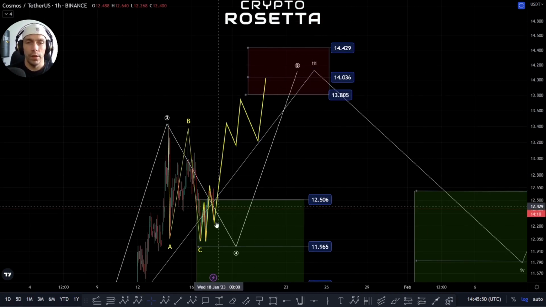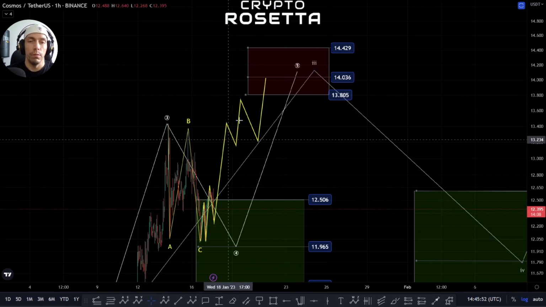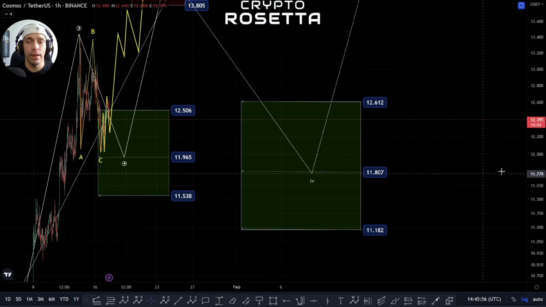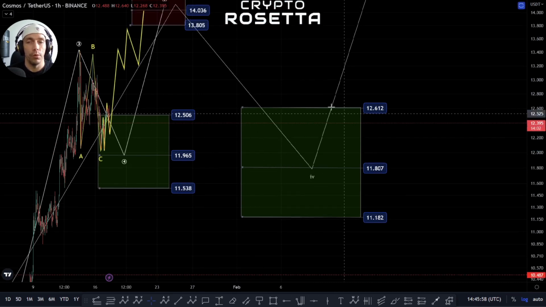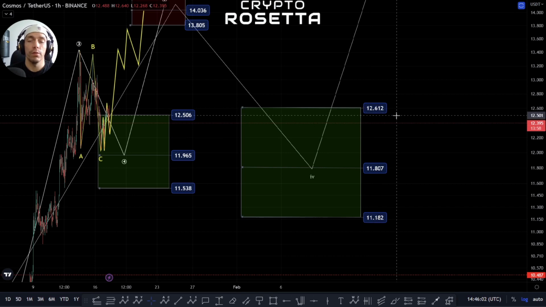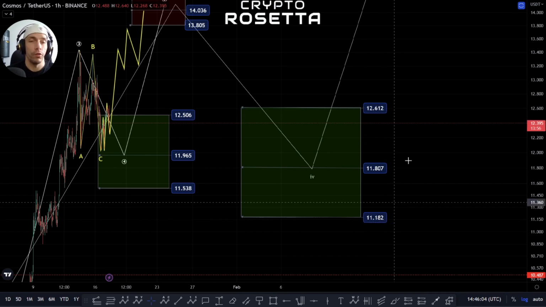So if this does actually play out and we do get this impulsive move to the upside here, what I'd be looking for is first moving into this box, and then secondly seeing whether we retrace and find support again within this one, which is this 12612 to this 11182 zone.